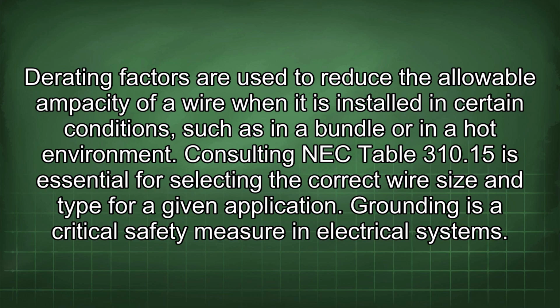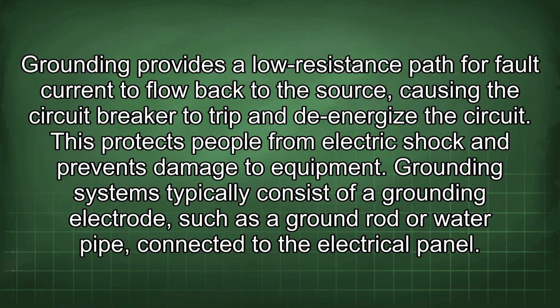Grounding is a critical safety measure in electrical systems. Grounding provides a low resistance path for fault current to flow back to the source, causing the circuit breaker to trip and de-energize the circuit. This protects people from electric shock and prevents damage to equipment.